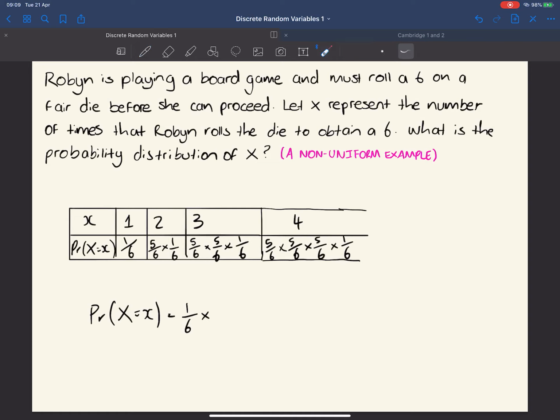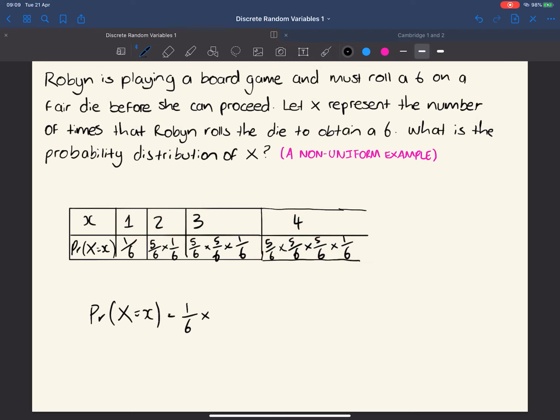when it took her 1 go, there was 0 5/6. When it took her 2 goes, there was 1 5/6. When it took her 3 goes, there were 2 5/6. And when it took her 4 goes, there were 3 5/6. Can you see the number of 5/6 in each box is always 1 less than the number above?